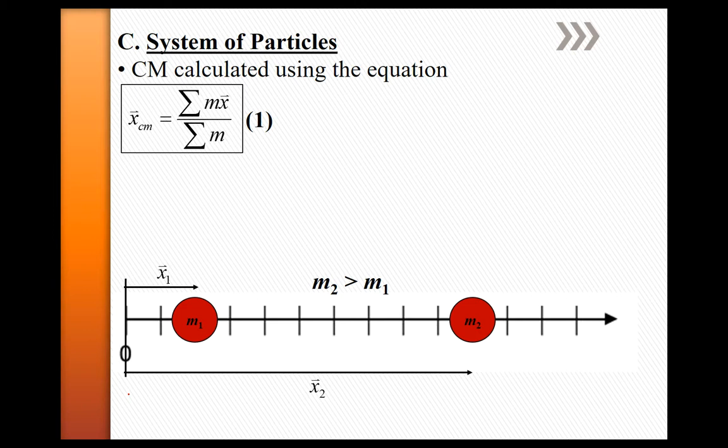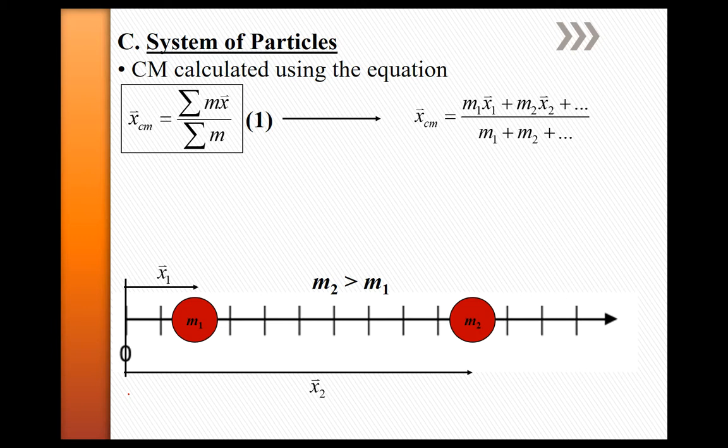Now, this looks a little bit weird just because it's in sigma notation, so we're going to expand this a little bit. Sigma mx means you're going to take mass and multiply by position for every single mass in your system and then just add them all up together. Therefore, sigma mx would expand to m1x1 plus m2x2 plus m3x3 if you had more than two masses, but we'll just worry about the two we have here. Sigma m would just be the sum of all masses put together.